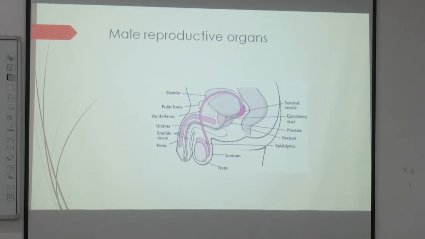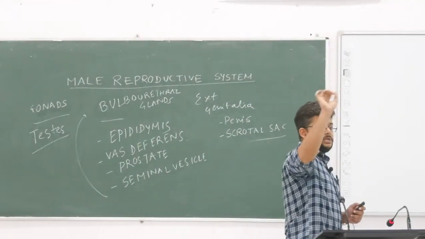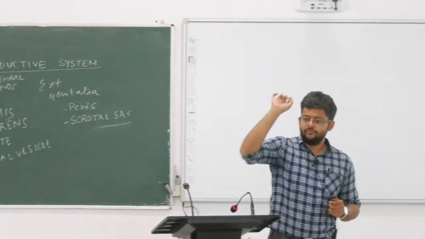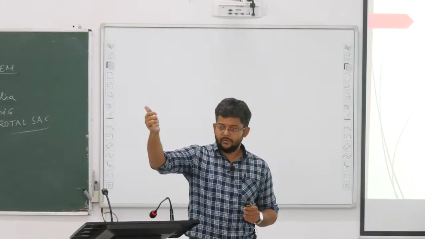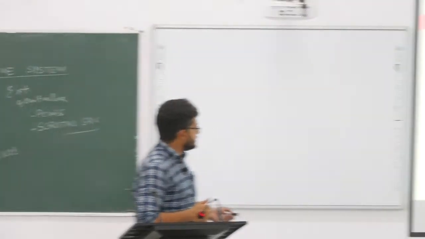So all these structures are part of the accessory sexual organs basically. Each of these has its own function, which we will enumerate in a while. And next is the external genitalia that we have written over there.